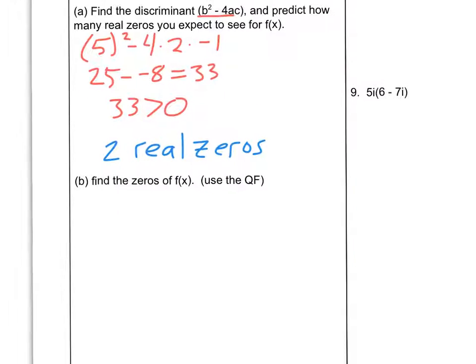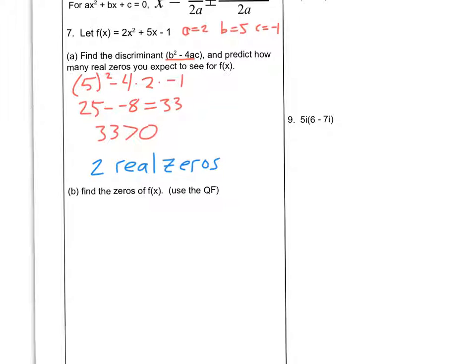So let's find those. In looking at this problem, we've got to use the quadratic formula. That's the thing that I gave you up above. X is equal to negative b over 2a, plus or minus the square root of b squared minus 4ac, all over 2a.